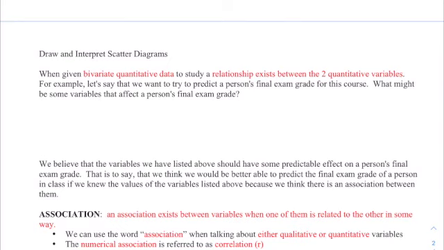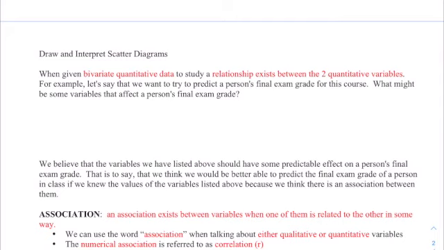When given bivariate quantitative data to study, a relationship exists between the two quantitative variables. For example, let's say that we want to try to predict a person's final exam grade for the course. What might be some variables that affect a person's final exam grade? Now jot it down, think about it, and come back and check with mine.